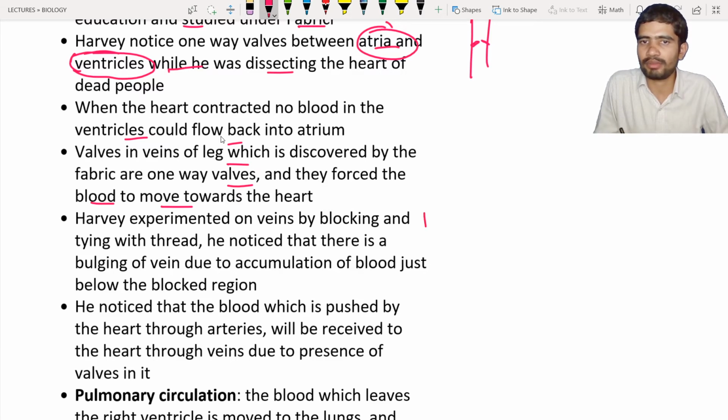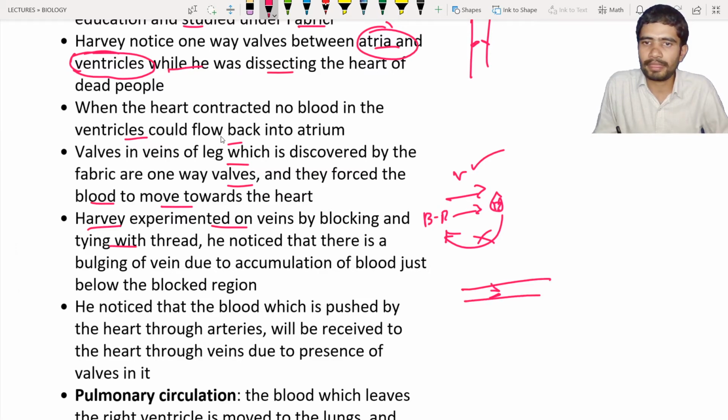Just now we have discussed from the body parts to the heart only, but not from the heart to body parts. So there is only one-way direction due to the presence of walls. Harvey experimented on the veins by blocking and tying with a thread. So what he did, this is the wall, this is the walls of the veins. So he blocked over here.